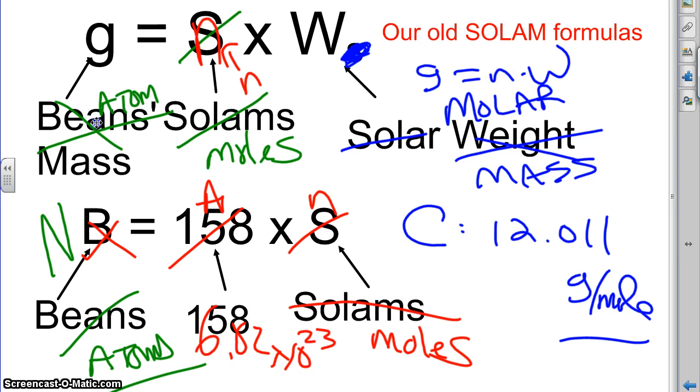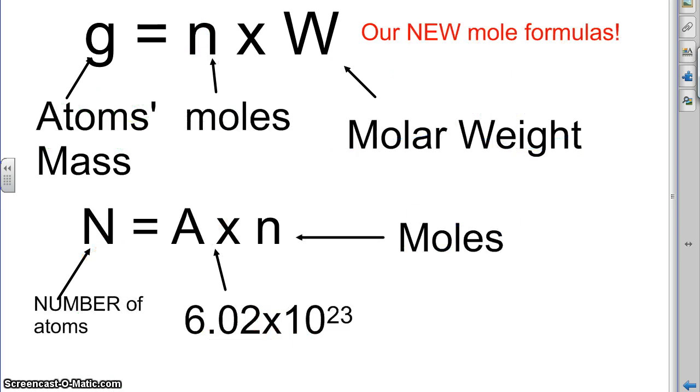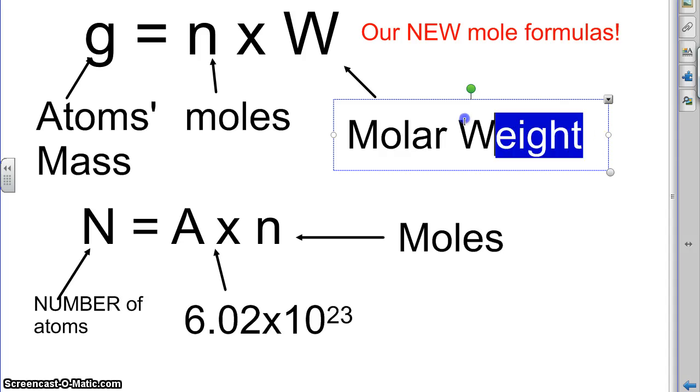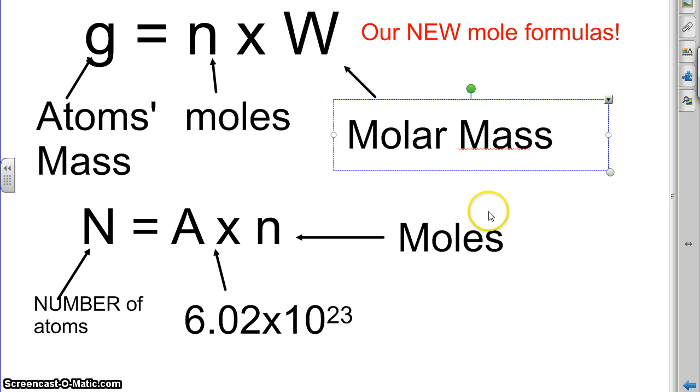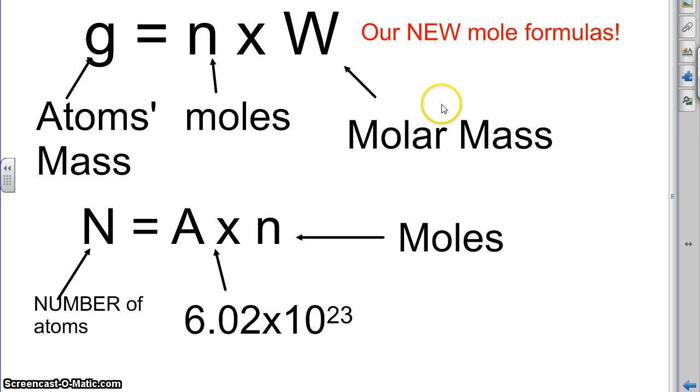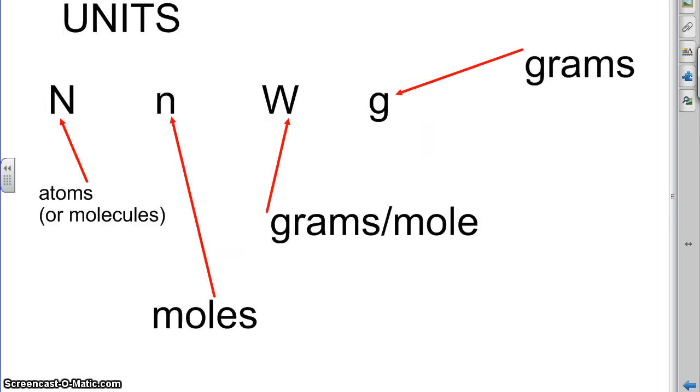If that looks a little messy, then you can go ahead and wait for this screen here, where we have all of those things nicely written out. So those are our two new formulas, G equals n times W, and N equals A times n. Not complicated, but you've got to remember what all the different symbols mean. The molar weight, or the molar mass. I'm going to go ahead and change that to molar mass because no one says molar weight. But it is, like I said, a little confusing because we do use a W for it. And so those are our two formulas.